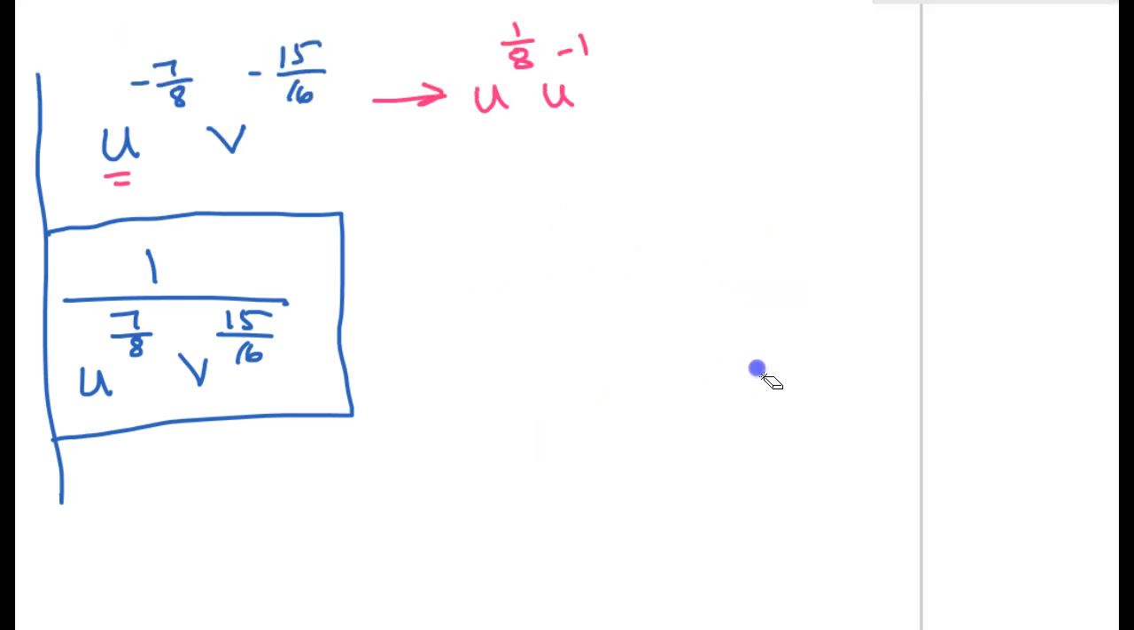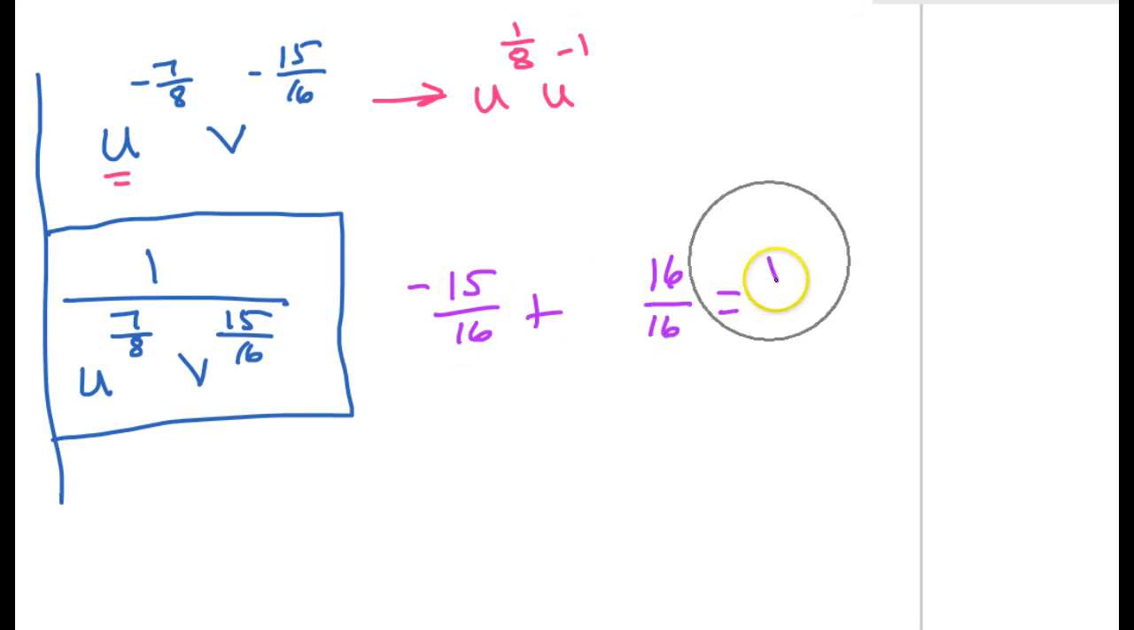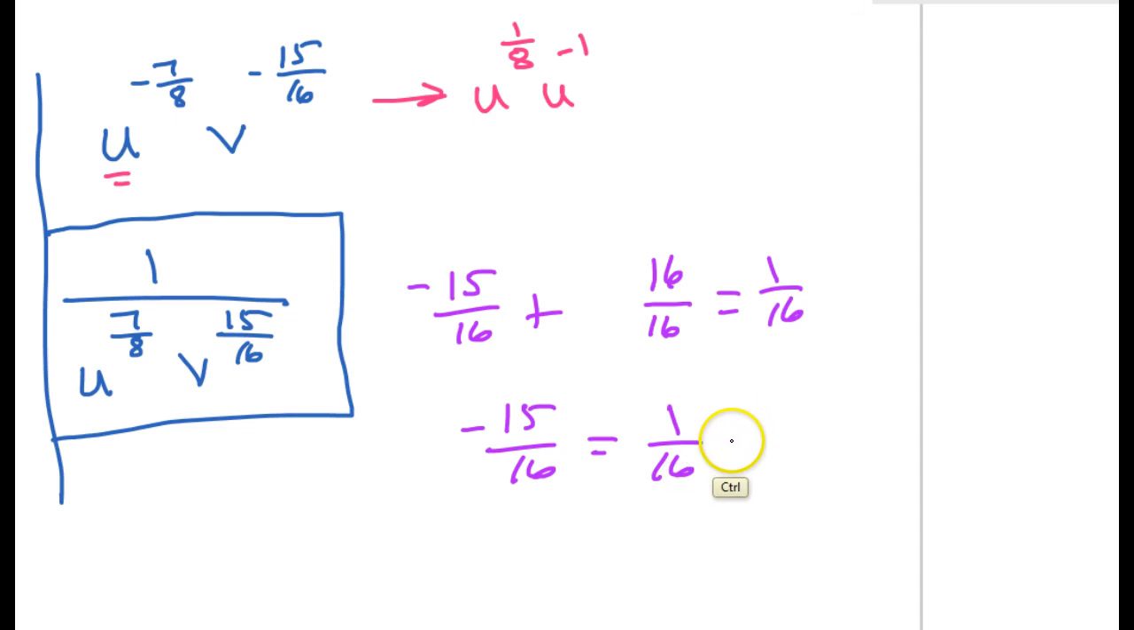Now I'm going to rewrite the v's. Looking at that negative 15 over 16, I want to add a whole number to this that will give me something positive. I know I need something over 16. Well, I could just add 16 over 16. That's going to give me 1 over 16. If I subtract 16/16 from both sides, that's going to give me negative 15 over 16 equals 1 over 16 minus 16 over 16, in other words, minus 1. So that means I can rewrite the v as v to the 1/16 power times v to the negative 1 power.